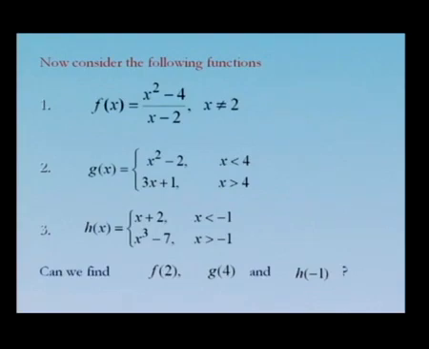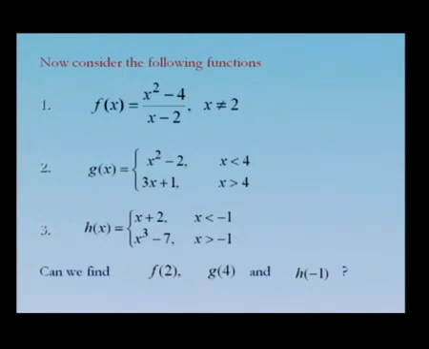Now let us take some real valued functions. The function f(x) equals x square minus 4 upon x minus 2, x not equal to 2. g(x) equals x square minus 2 when x is less than 4, 3x plus 1 when x is greater than 4, and h(x) equals x plus 2 when x is less than minus 1, and x cube minus 7 when x is greater than minus 1. So in these three functions we have seen that f(2) is not defined, g(4) is also not given, h(-1) is also not given.